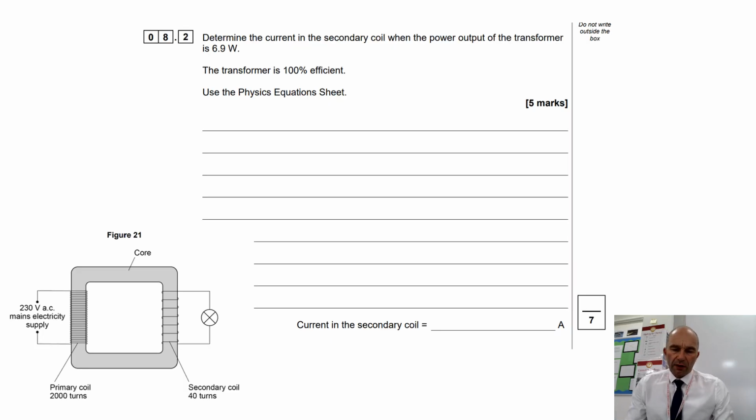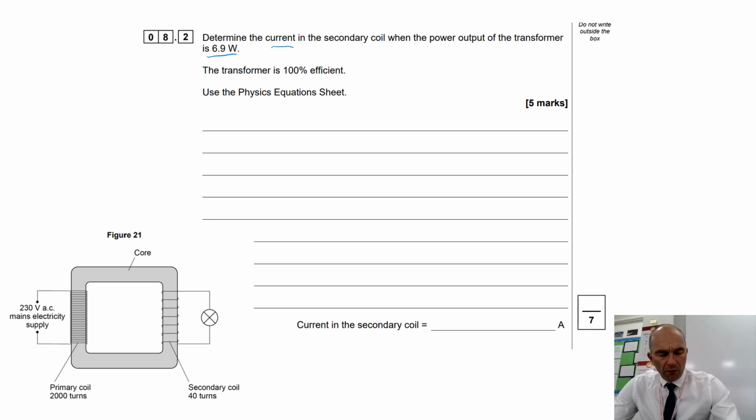Question 8.2 now, 5-mark question. It's another maths question, and it's a nice one. You need to get used to or get kind of comfortable with your transformer questions. So we need to determine the current in the secondary coil when the power output of the transformer is 6.9 watts. We're assuming that the transformer is 100% efficient, and in this case we can use the physics equation sheet. So there's two different ways we can answer this question.